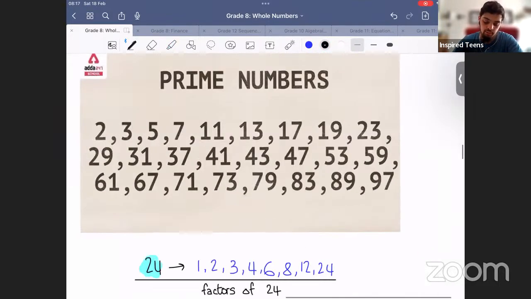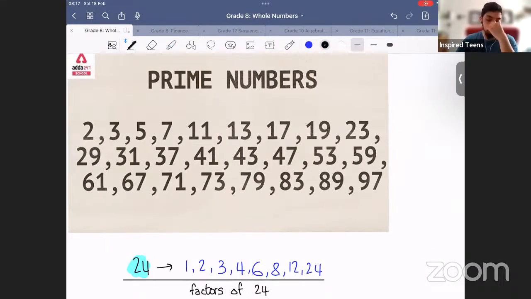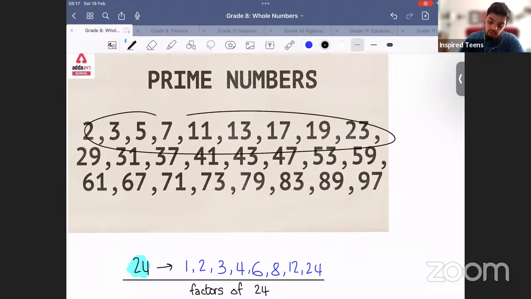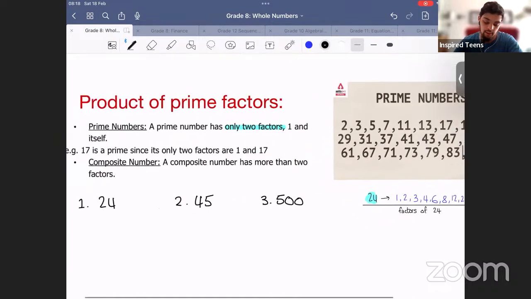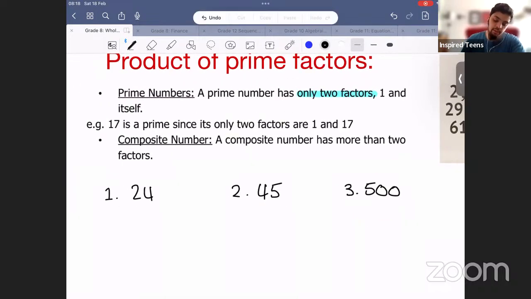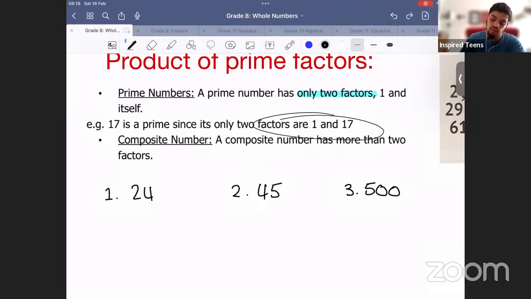Let's look at the examples of prime numbers. These are the first few. You should know at least the first 5, 6, 7 or so, at least the first row. So let's look at 2. There's only 2 numbers that can go into 2, 2 and 1. 3, 3 and 1. 5, 5 and 1. 7, 7 and 1. For all of these numbers, only 1 and itself can go exactly into them. That's why we call them prime numbers. Example, 17 is a prime since it only has 2 factors, 1 and 17.